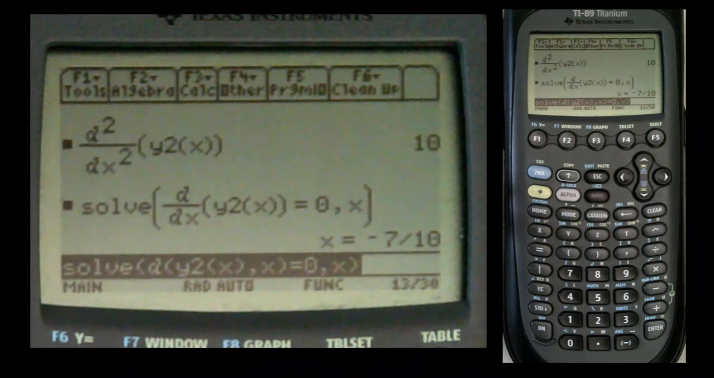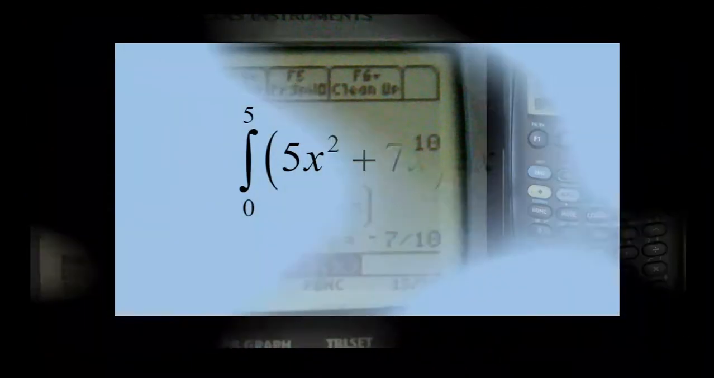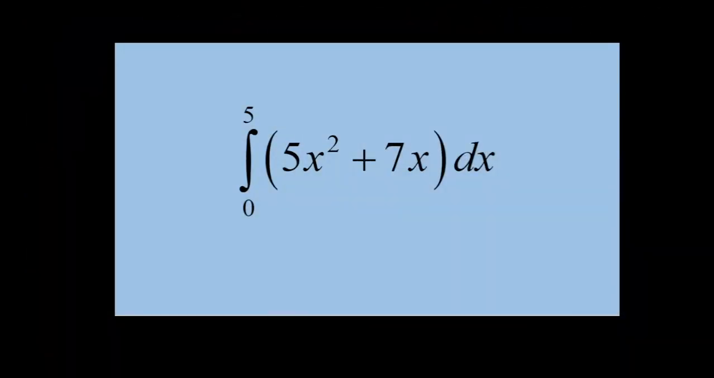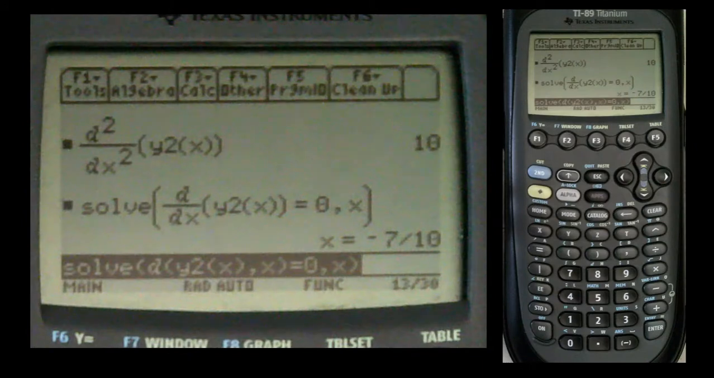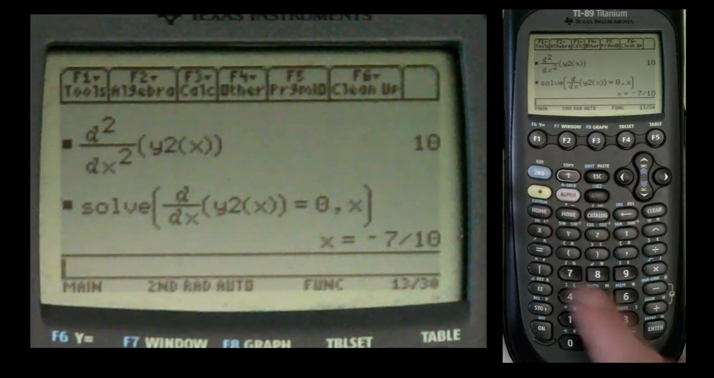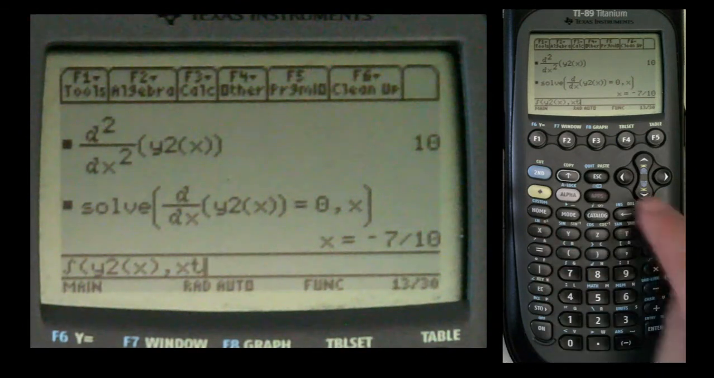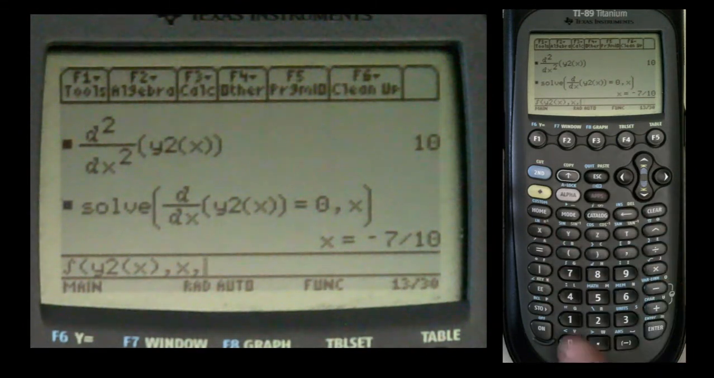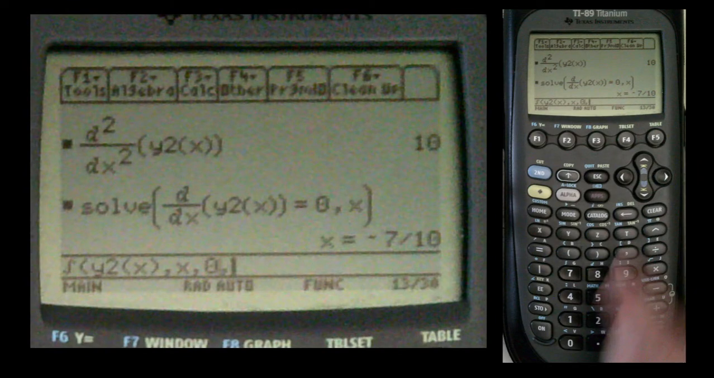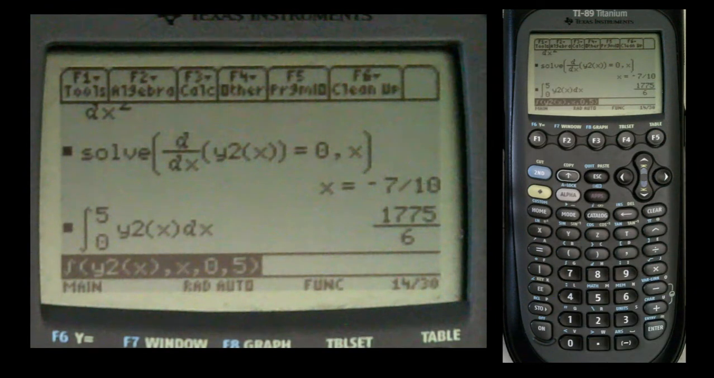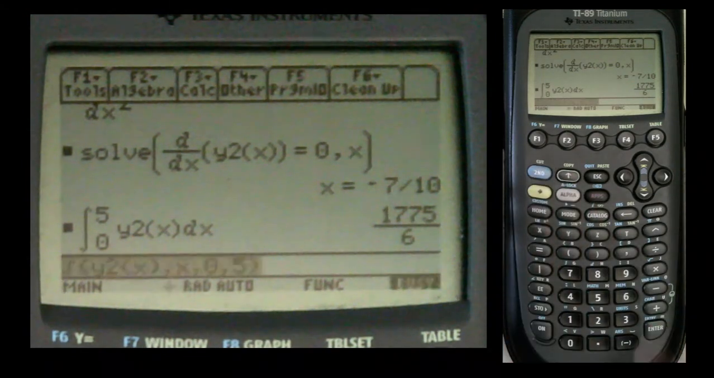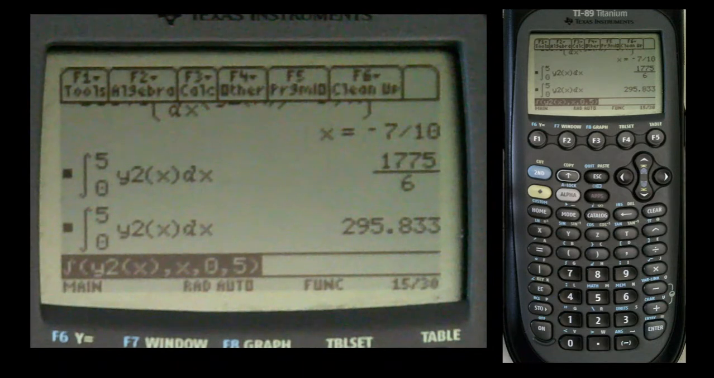We can also do integrals. So if I wanted to take this integral, for example, I can do that. I can say the integral of y2 of x, comma x, from 0 to 5, and you can see that it sets up the integral from 0 to 5 of the function, and you get 1,775 over 6. If I wanted to, I could figure out what that is approximately by doing that. Okay.